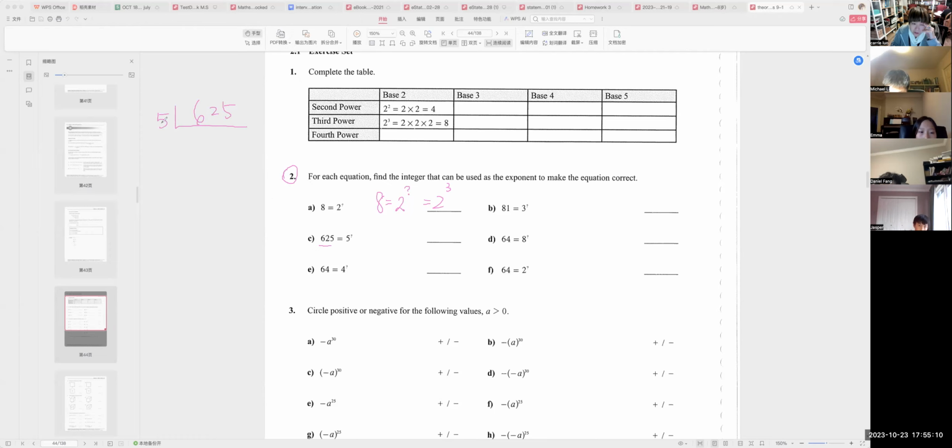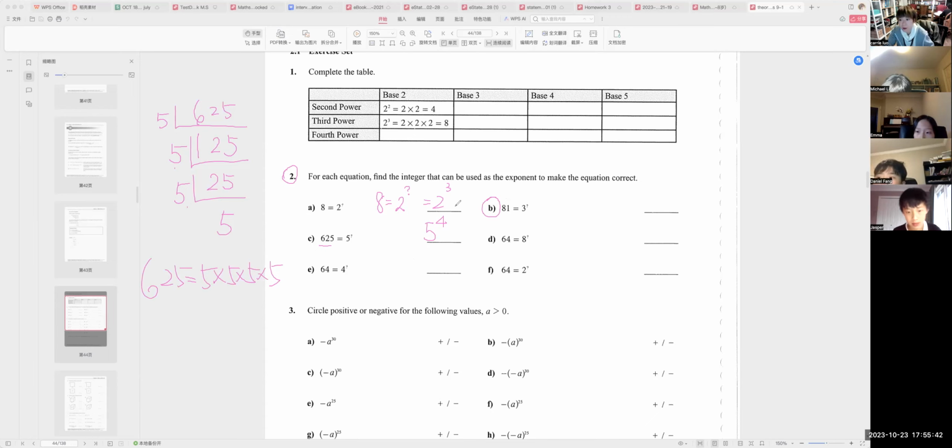So just using 625 divided by 5 equals 125, and divided by another 5, 25, divided by another 5, 5. So the answer is 5 to the power 4. 1, 2, 3, 4. 625 equals 5 times 5 times 5 times 5. Get it? Okay, so now I want you to immediately do number B yourself.